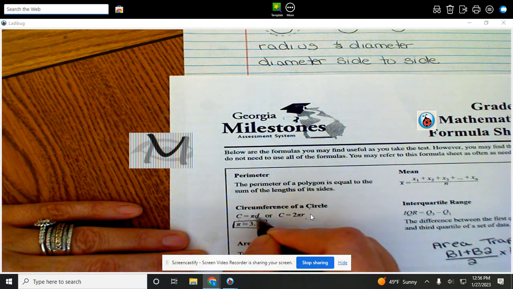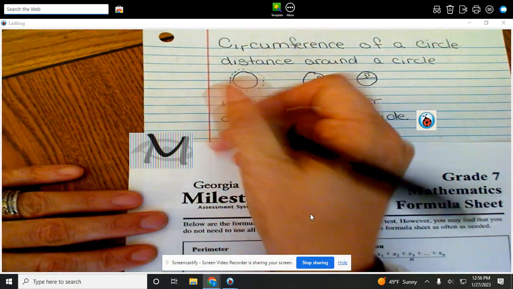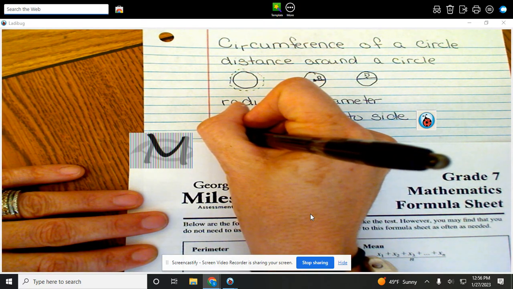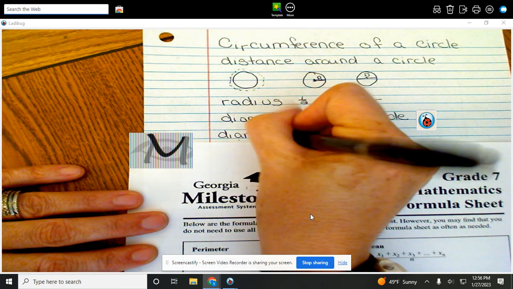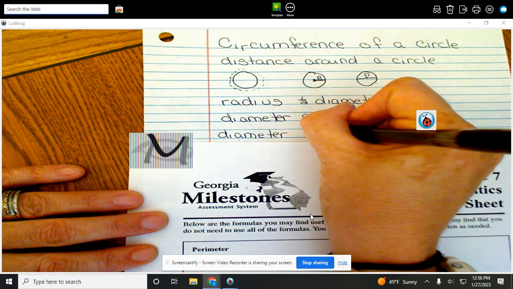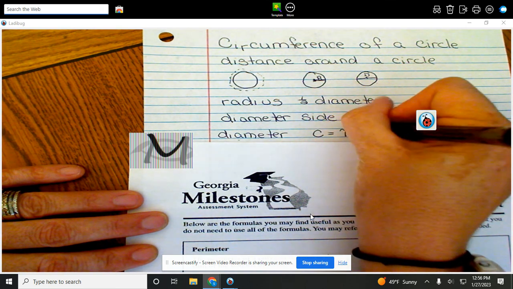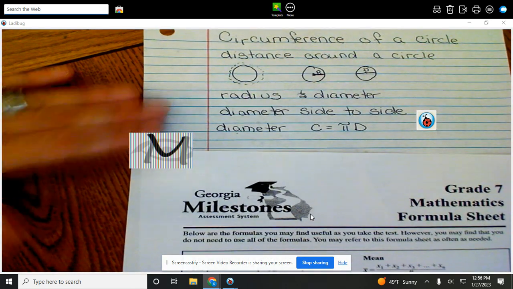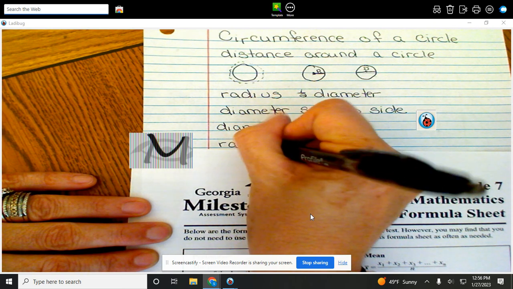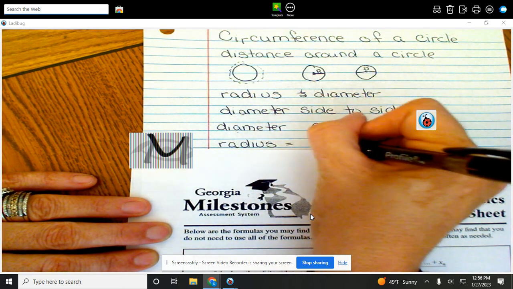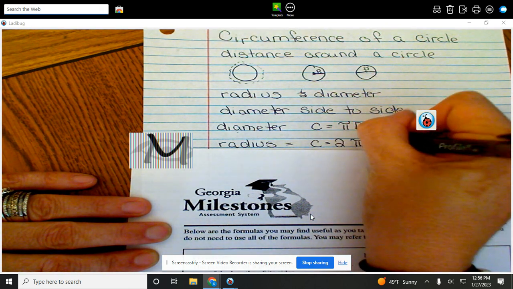If you have only the diameter, which is d, your arms side to side, and you want to know the circumference, the formula would be C for circumference equals pi d. If you're given the radius, only one arm up, the circumference would equal 2 pi r.